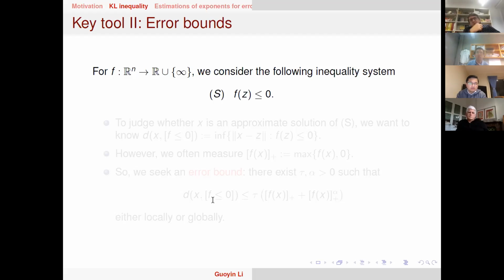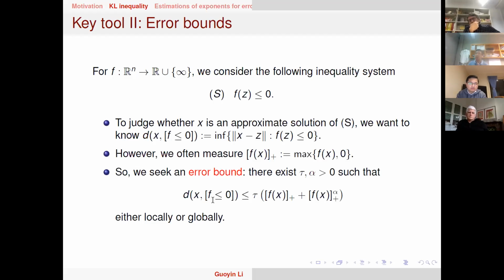So what we do for error bounds is that first of all, we're trying to judge, for a given point x, whether x is an approximate solution of this inequality system or not. So what we mean is that we're trying to estimate the distance from the given point x to the solution set, which is denoted by f less or equal to 0. In general, it's hard to estimate because if you want to estimate this distance, you need to have good information about how the solution looks.